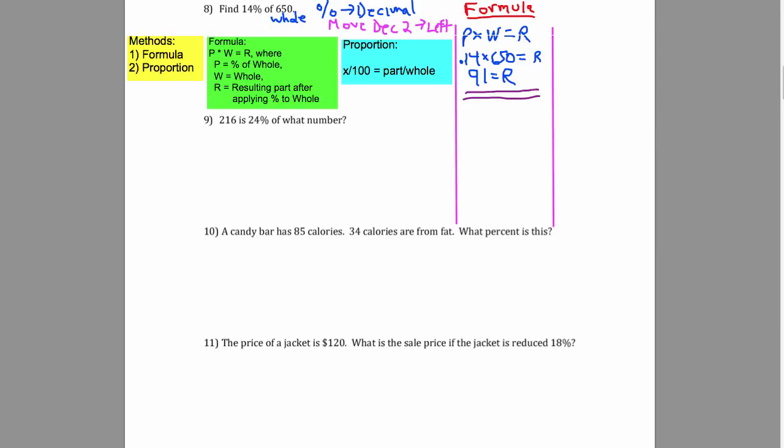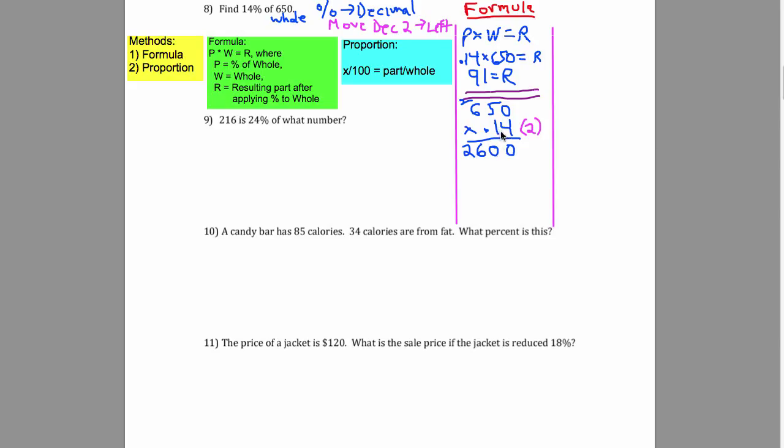If you want to see how I got 91, I'll show you now. I multiplied 650 times 0.14. And you see that the 0.14 has 2 decimal positions, so the final answer will have 2 decimal positions. And now we just multiply. 4 times 0, 4 times 5 is 20, 0 carry 2. 4 times 6 is 24, and 2 is 26.